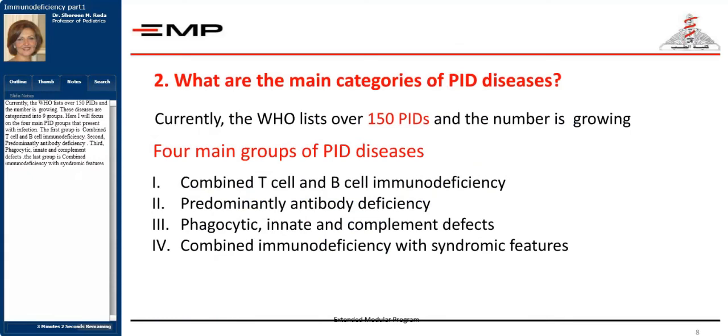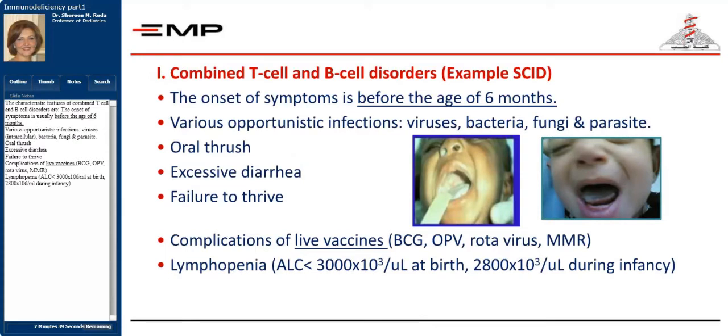Here in this lecture, I'm going to focus on the 4 main groups of primary immune deficiency that mainly present with infection. The first group is combined T and B cell immune deficiency. The second is predominantly antibody deficiency. The third group, phagocytic innate and complement defects. And the fourth group, combined immune deficiency with syndromic features. And here I'll begin with the combined T and B cell disorders.